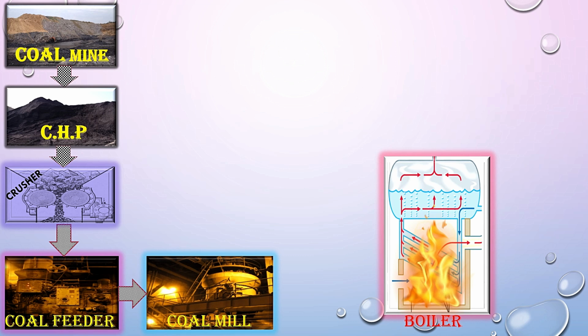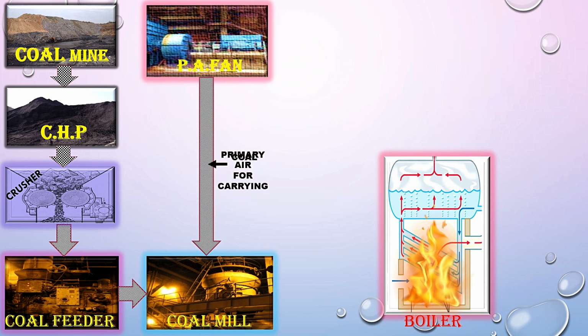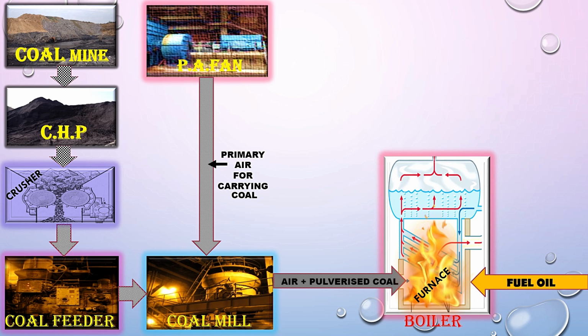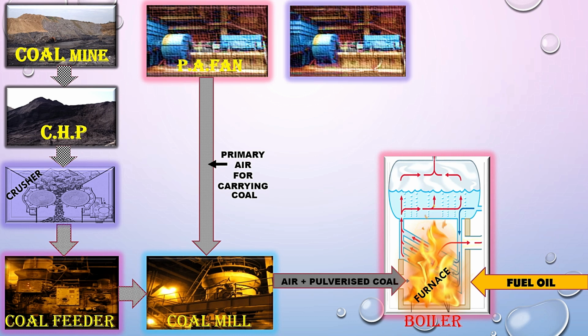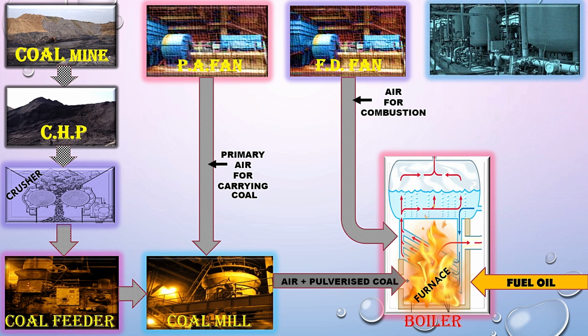Coal mill grinds the coal and converts it to very fine particles, just like talcum powder. PA fan supplies air for conveying the pulverized coal from the coal mill to the boiler furnace through the coal carrying pipe for combustion. Fuel oil is also required for boiler initial light up and for flame stabilization. For complete combustion of fuel, extra air called secondary air comes from the FD fan. This extra air is injected to the boiler furnace through nozzles.